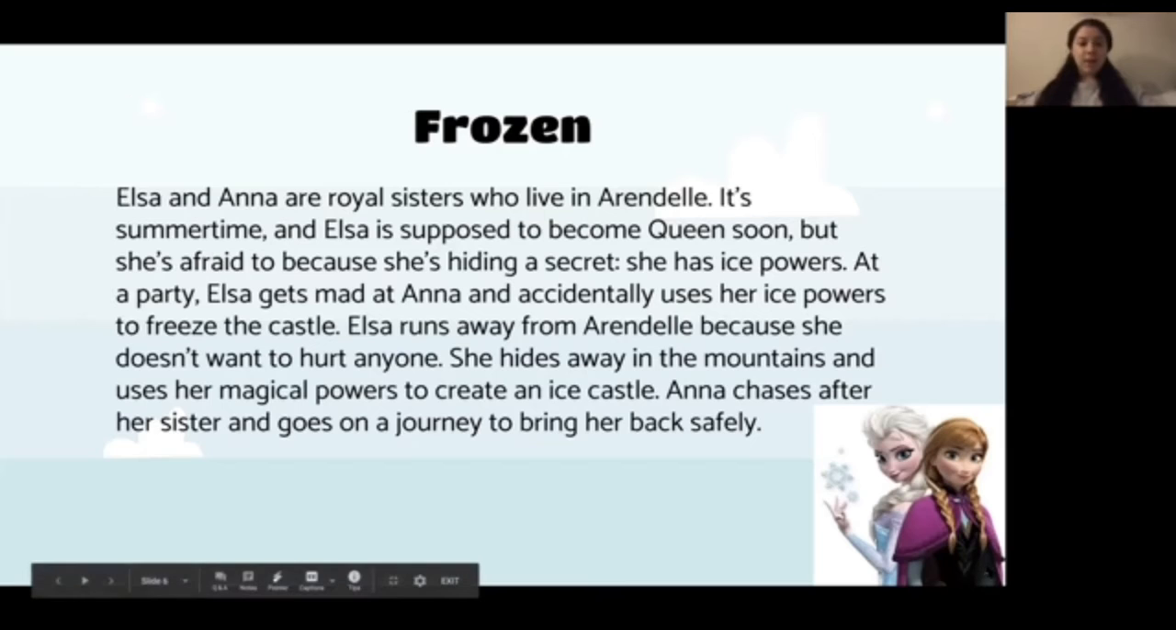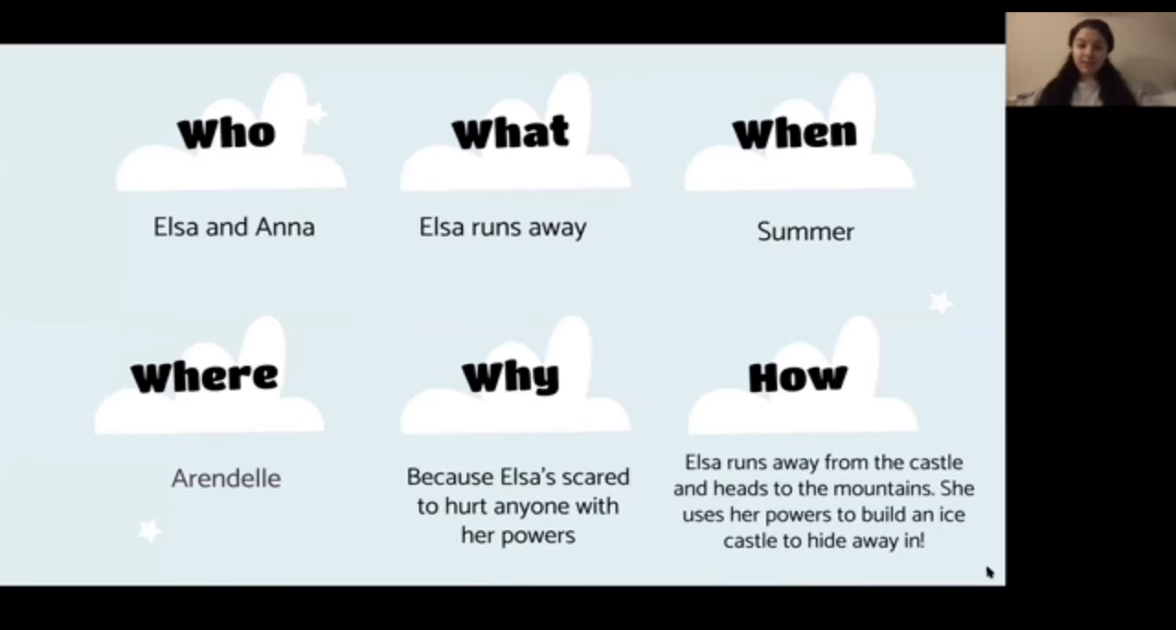Let's talk about the who, what, when, where, why, and how of Frozen. So first, our who. Our who in this story is Anna and Elsa. Our what. What happens? Elsa runs away. Let's talk about our when. This story happens during the summer. Let's talk about our where. This story happens in Arendelle. Let's talk about our why. Elsa runs away because she's scared to hurt anyone with her powers. And let's talk about the how. Elsa runs away from the castle and heads to the mountain. She uses her powers to build an ice castle to hide away in.